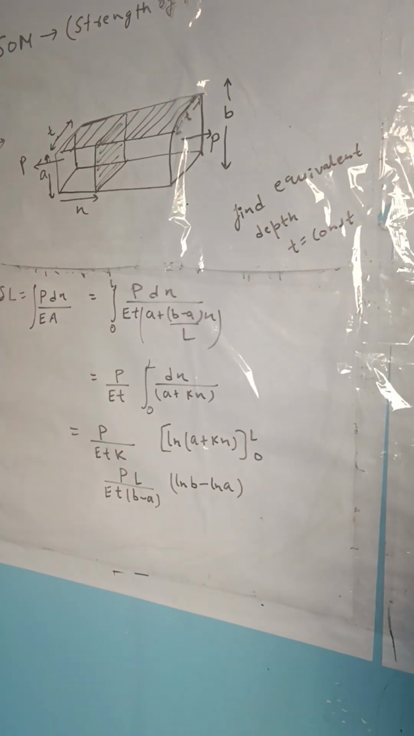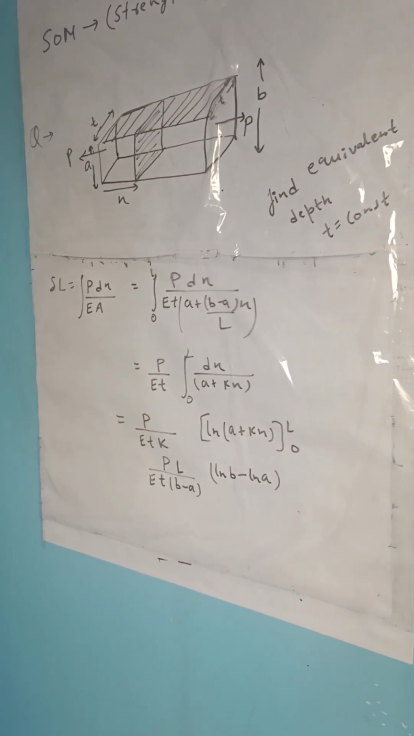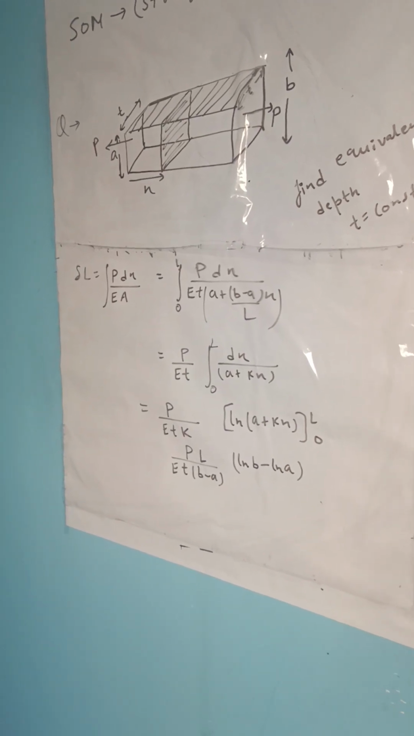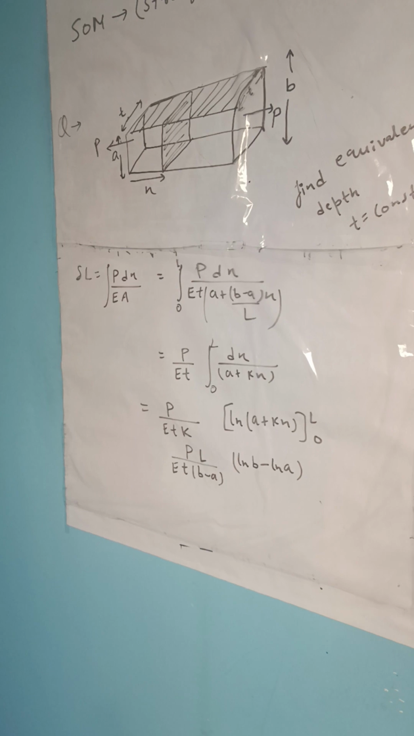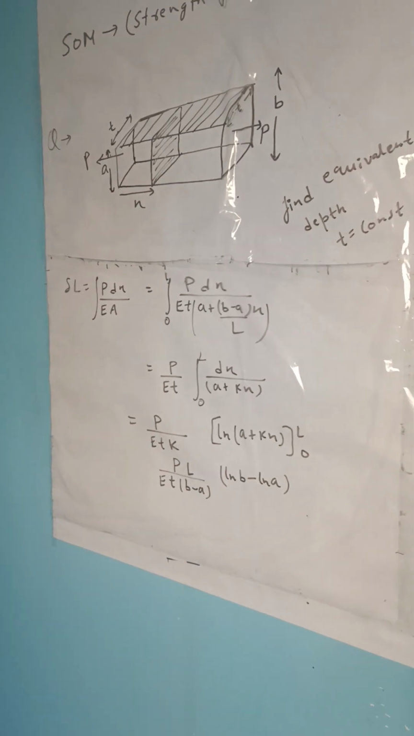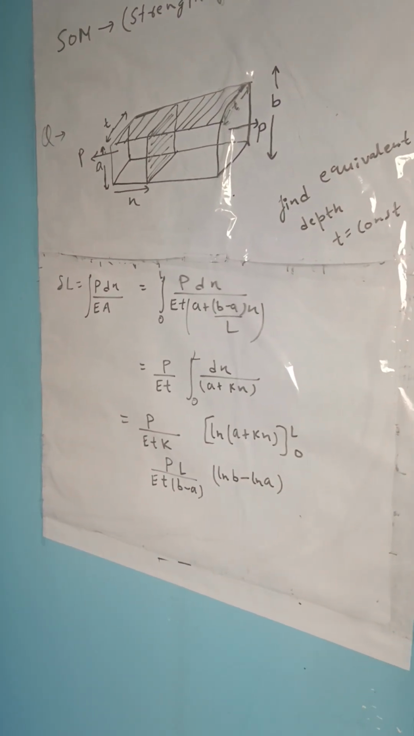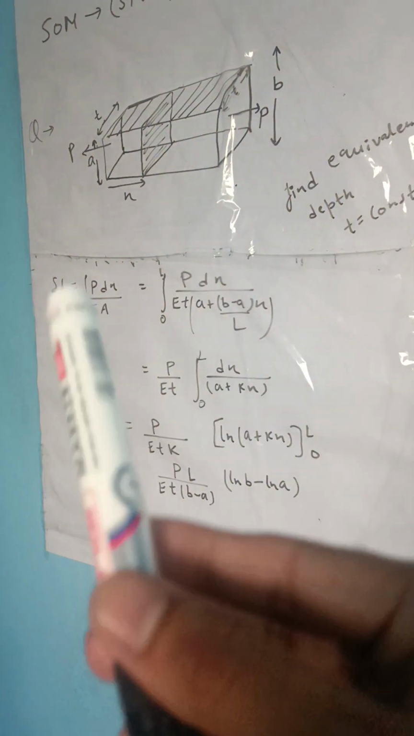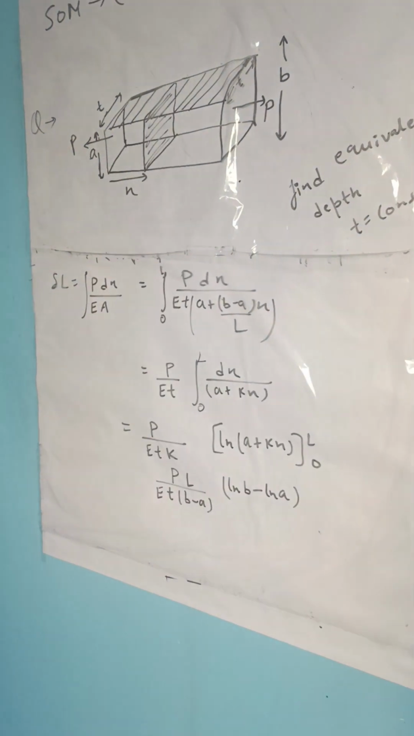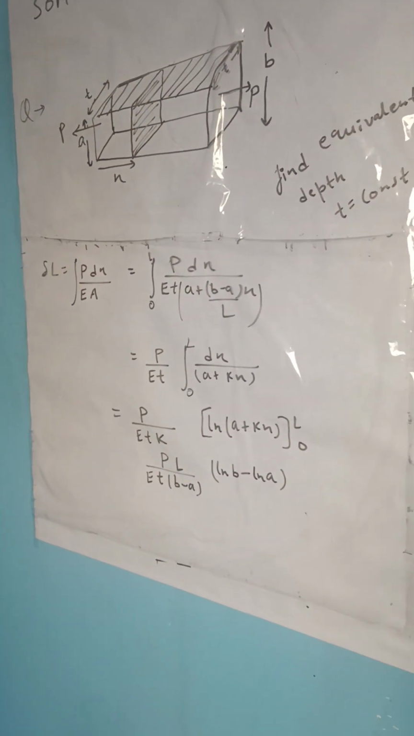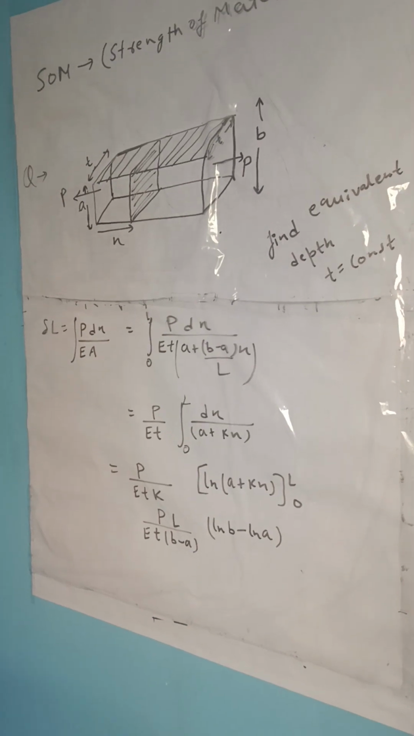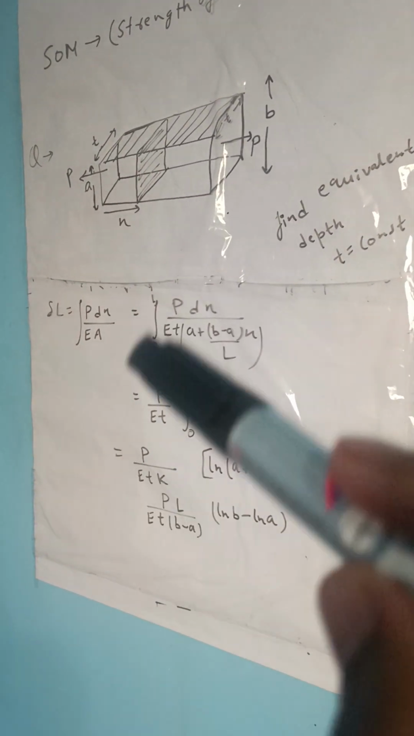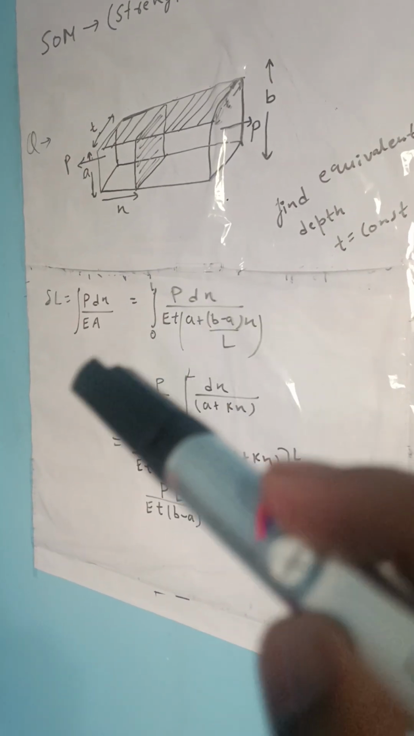So for that, first we have to calculate the original deformation, then we equate it with a hypothetical member having thickness and depth constant, where we will apply PL upon EA, and A is constant, so there will be no issue. But here we have to perform integration because depth is variable but thickness is constant, so area will be variable, and it is given that depth is varying linearly. So integration 0 to L, P dx upon EA.